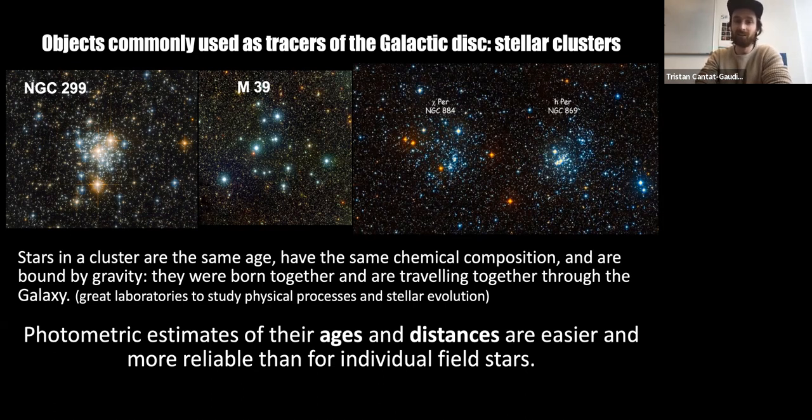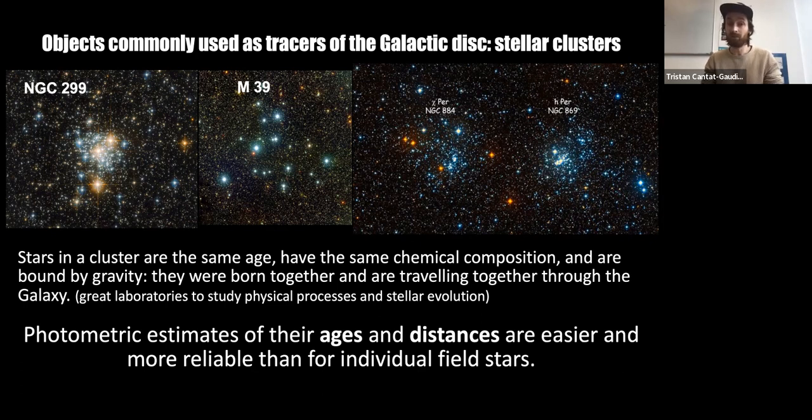they are actually very relevant objects when you want to study not just the Milky Way structure, but also the evolution of stars, because they are a group of stars that are bound by gravity. They are so close that they are sort of orbiting each other. And they are this close because they were born together from the same molecular cloud, so they share the same chemical composition. And they share the same age.